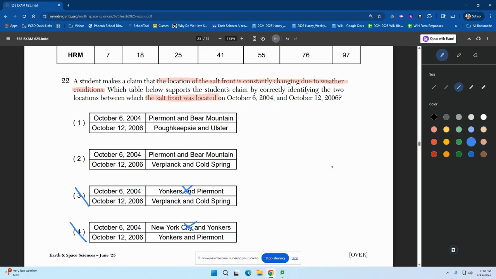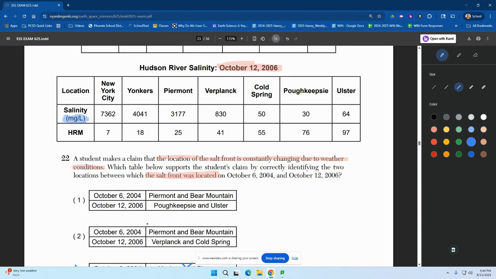Then I'm going to look at October 12th. So I have two possible locations. What you could do if you weren't sure in terms of how I just did it on the first table, you could look at it and say, okay, my first option says it's between Poughkeepsie and Ulster. Poughkeepsie has a value of 30. Ulster has a value of 64. 100 is where the salt front is located. So if I go between Ulster and Poughkeepsie, 64 and 30, would there be 100? And the answer to that one is no. So this does not fit. 100 would not be located in between those two locations. So I'm going to X that out.